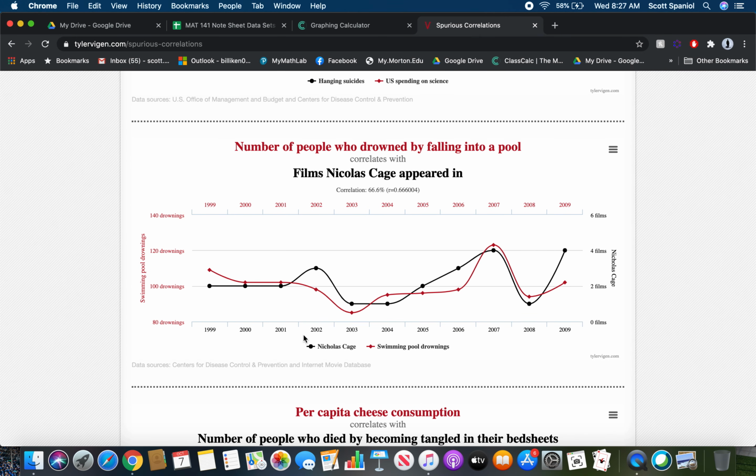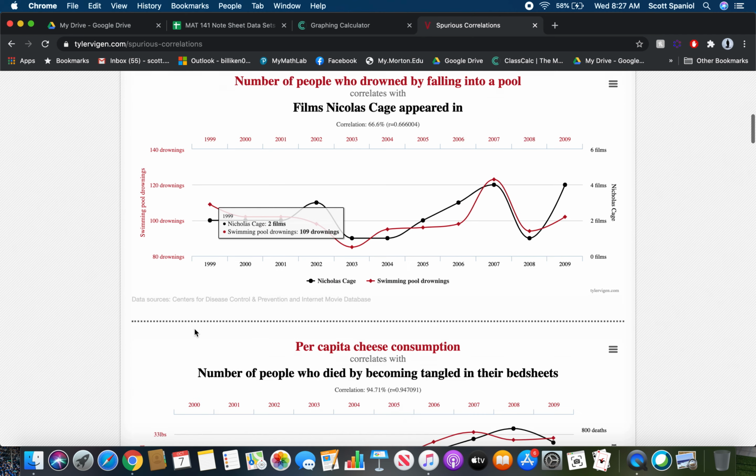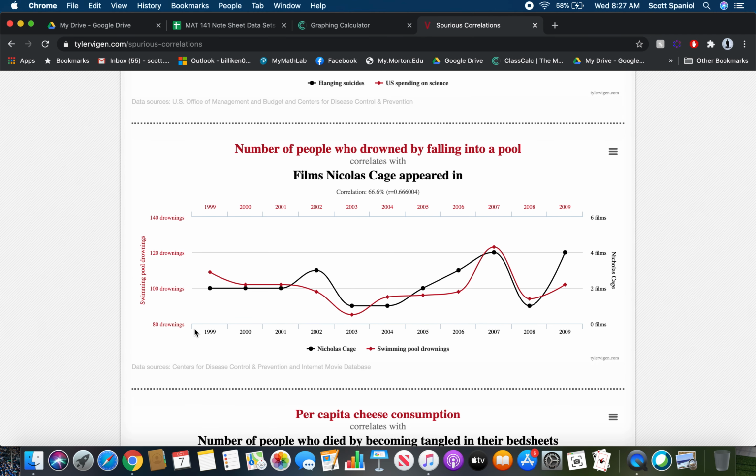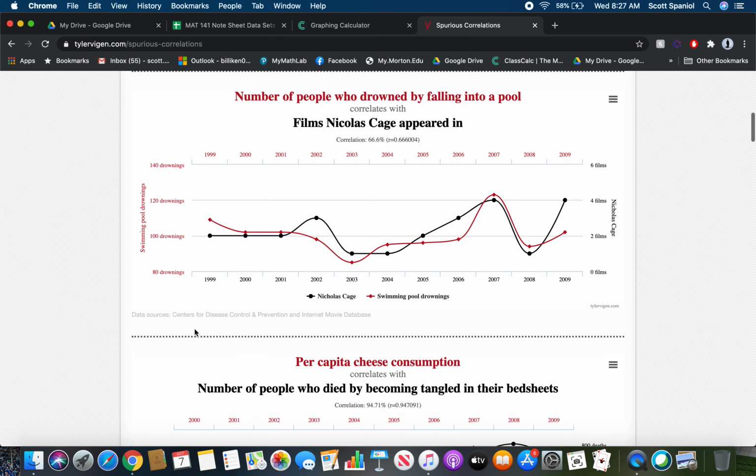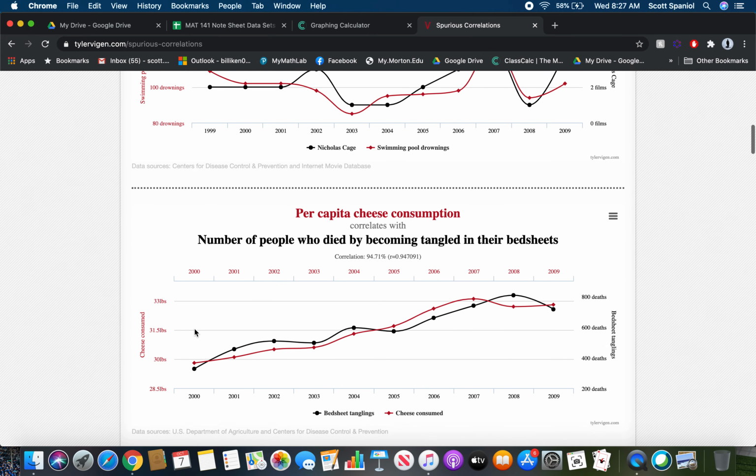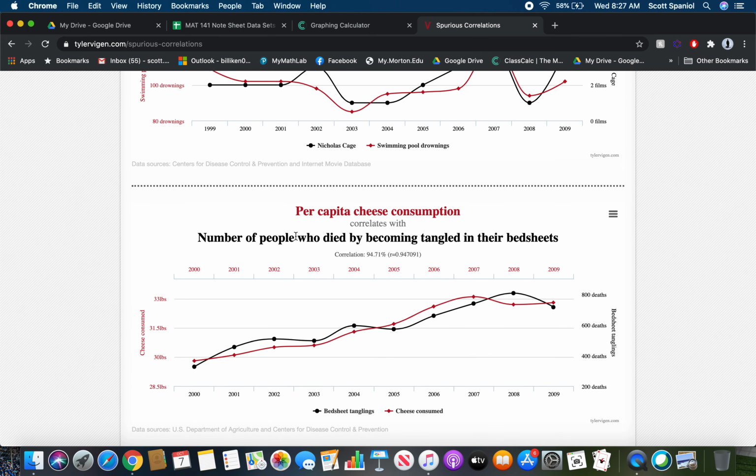Number of people who drowned by falling into a pool and films Nicolas Cage appeared in. Okay, right? These, once again, have a pretty strong correlation. They follow a pretty similar curve, but they're not actually related. Just because Nicolas Cage is in more movies doesn't mean more people drown by falling in a pool. Doesn't cause one. Per capita cheese consumption and the number of people who died from being tangled in their bed sheets.